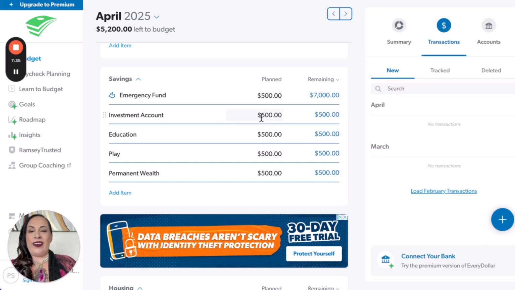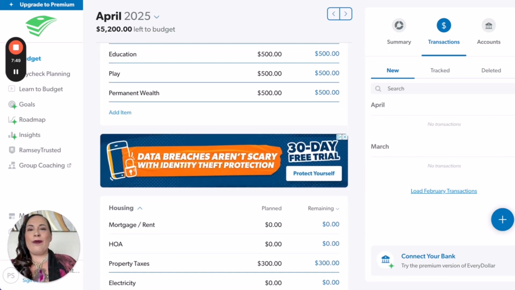And then I'm going to put 500 into investments, 500 into education, 500 into play, which you could put in lifestyle, but one of the things that I teach is to have a play account to teach you how to spend money, if that's something you have a hard time doing. If you're like, that is not a problem, I have no problem spending money, then you probably don't need that account. But for some people, it's very difficult to spend money on themselves. And spending is part of a healthy relationship with money. So we want to train on that for some people.